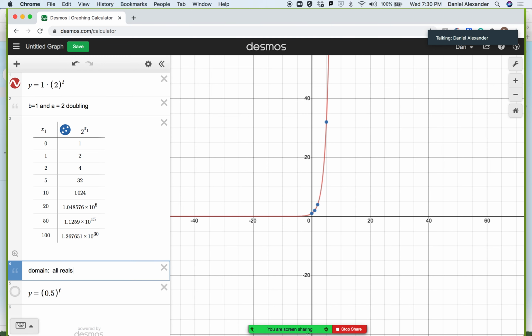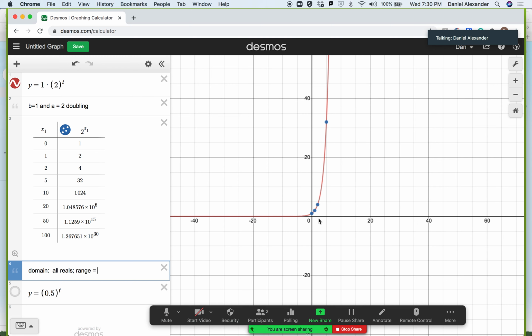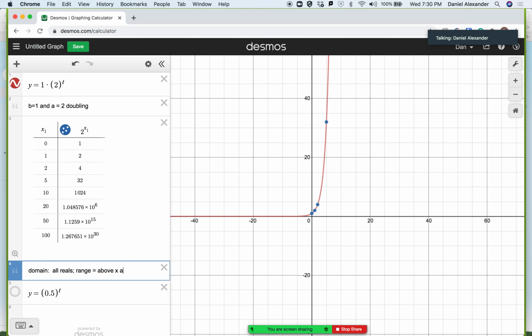Our range, sorry, let me go back here. The range is going to be, if you look at it, we're always above the x-axis. So the range is going to be all positive numbers, 0 to infinity. We have a horizontal asymptote on the left side only. So as our x values approach minus infinity.